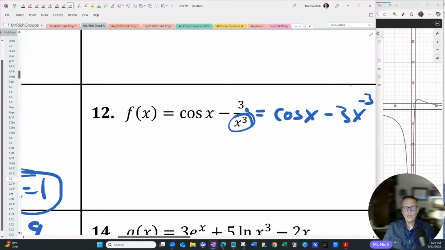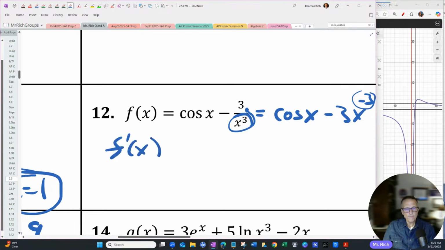Now, why did I do that? Because I want to take the derivative using the power rule, where I take this exponent and multiply it by the coefficient in front and then reduce the exponent by 1. That's the power rule. I can't use the power rule when that x to the third is down in the denominator. So I've rewritten that so that I can now take the derivative of this function.